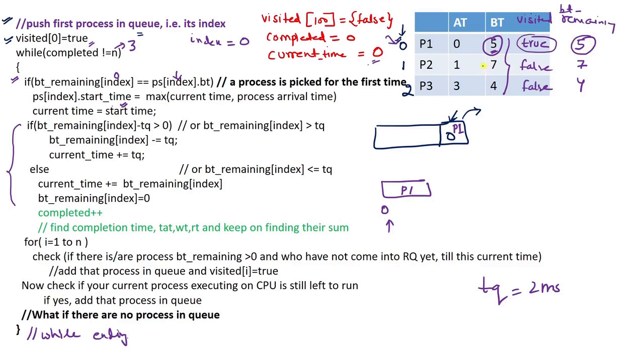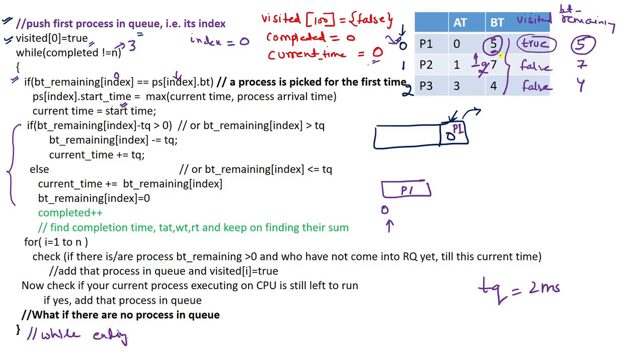It can also happen that for a particular process, let's say for P2, instead of 7 we have 2. The burst time is given as 2, that is, it can be equal to the TQ. It can also happen that the burst time given to us is lesser than this TQ. For example, instead of 2, the burst time can be given as 1. So there can be 3 situations.